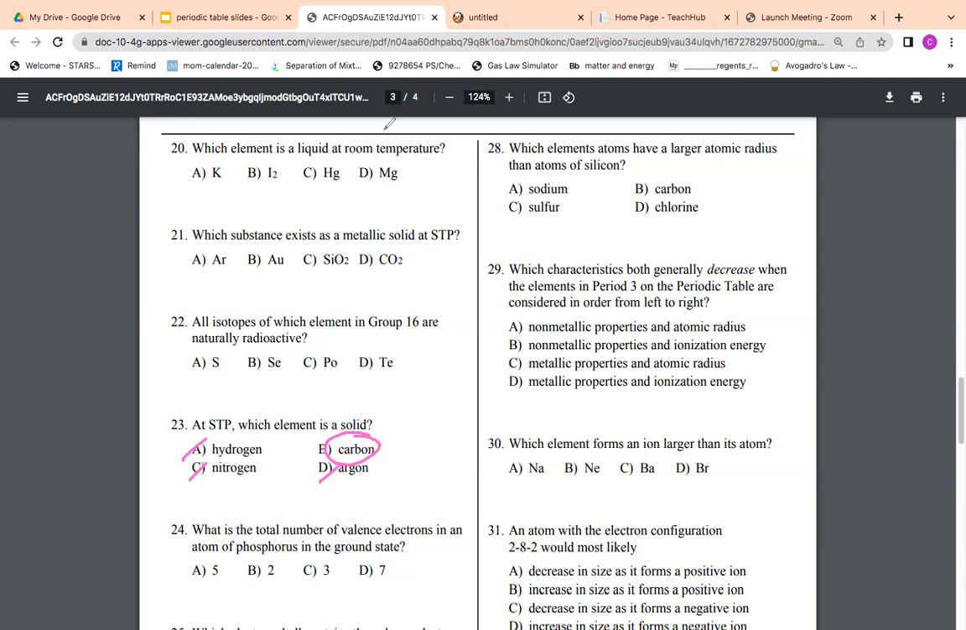Number 24. What is the total number of valence electrons in an atom of phosphorus in the ground state? This is also being able to use the periodic table, but also goes back to unit 4. Phosphorus is 2-8-5. We've been talking about valence electrons throughout the whole unit. Valence electrons are right here in the very last shell. So it's got 5 in the ground state.